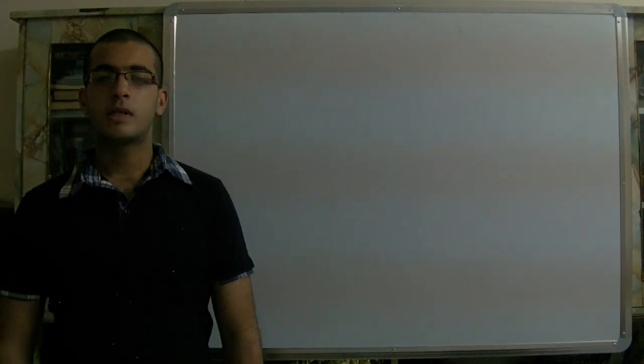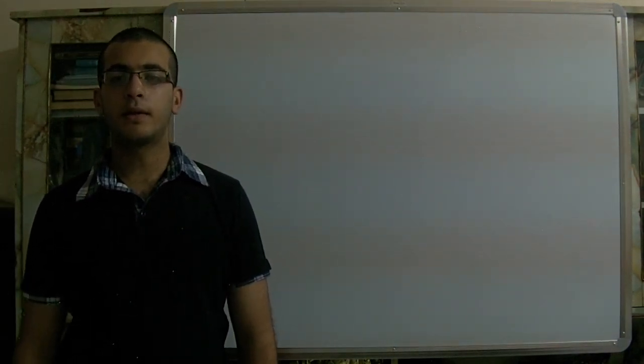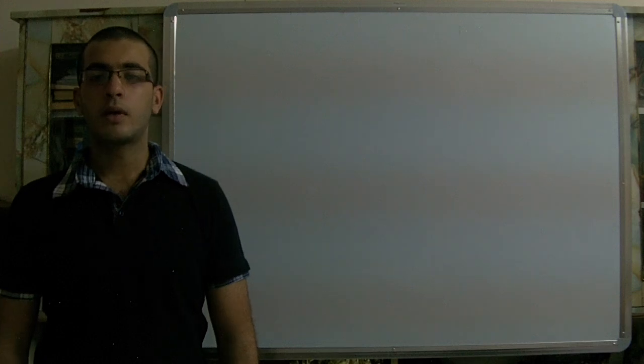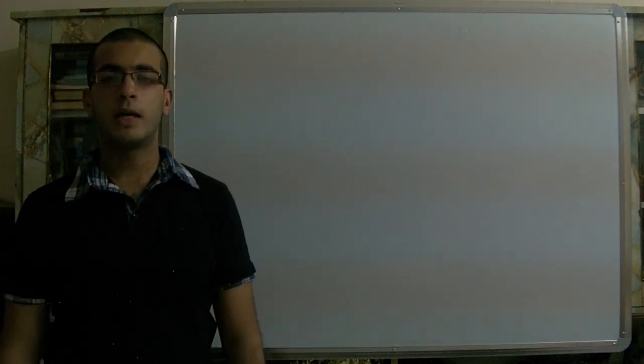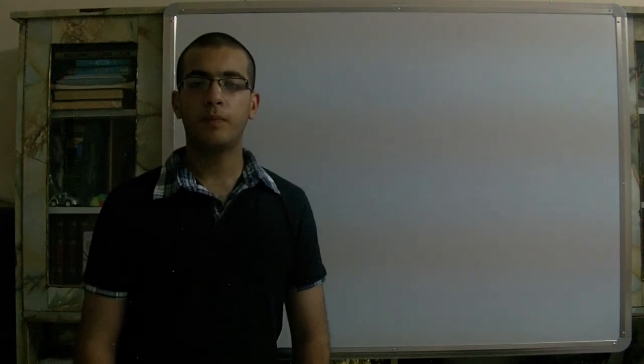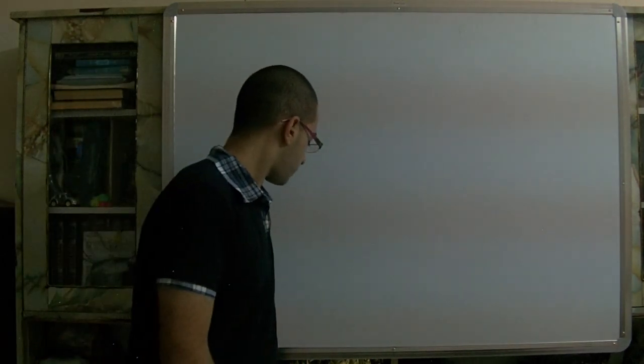And the second unit contains the next 3 chapters, and it talks about inheritance and genetics. The third unit has only 2 chapters, and it talks about molecular biology and DNA. So today we'll start to explain our first chapter in Unit 1, and it's called Nutrition.